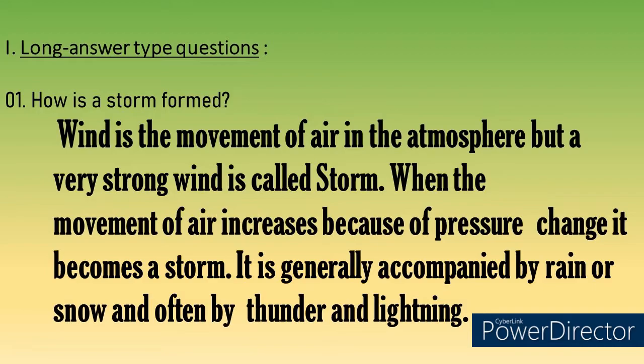So I read the last sentence. Storm is generally accompanied by rain or snow, based on the region. Everywhere you don't come across snow, and when there is snow, there is no rain. So either snow or rain will be there, and also often, that is mostly, you come across thunder and lightning occurring along with a storm. So I added to this answer that when thunder and lightning occur in a storm, that kind of storm is known as a thunderstorm.